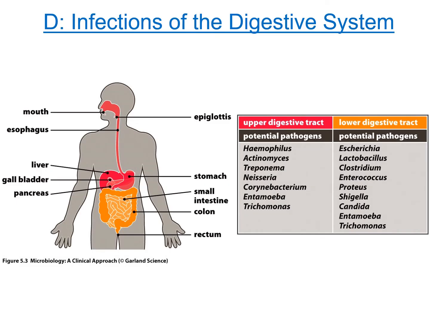Moving on to the digestive system. We can divide the digestive system into two broad parts. We have the upper digestive tract, which is the mouth and pharynx, and esophagus and stomach. Also included in the upper tract would be the accessory organs, the liver, the gallbladder, and the pancreas. Then we have the lower digestive tract, which is the small intestine and large intestine, or colon.